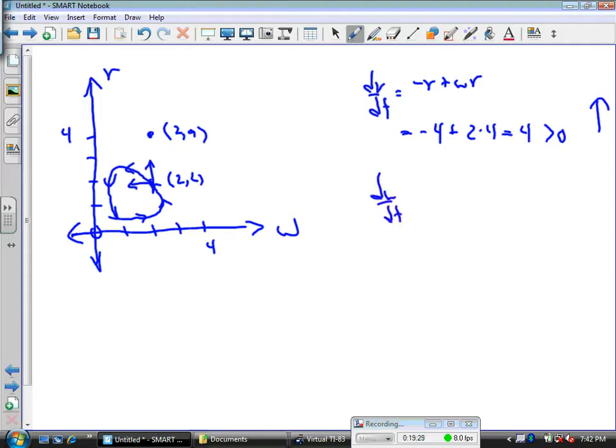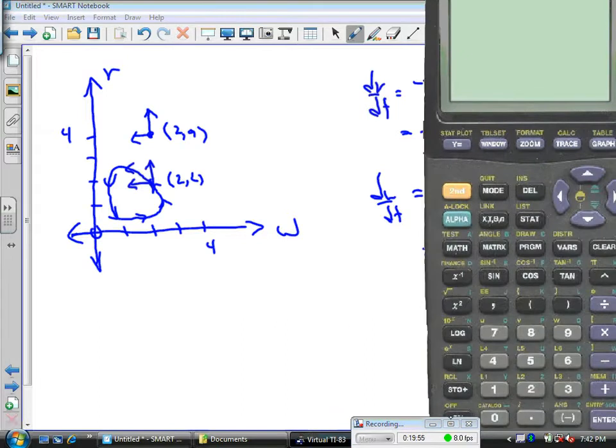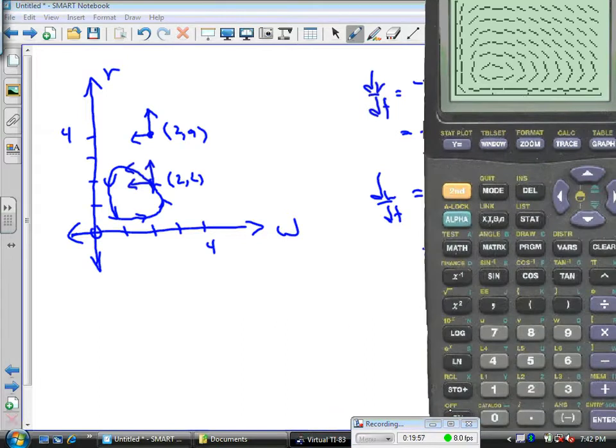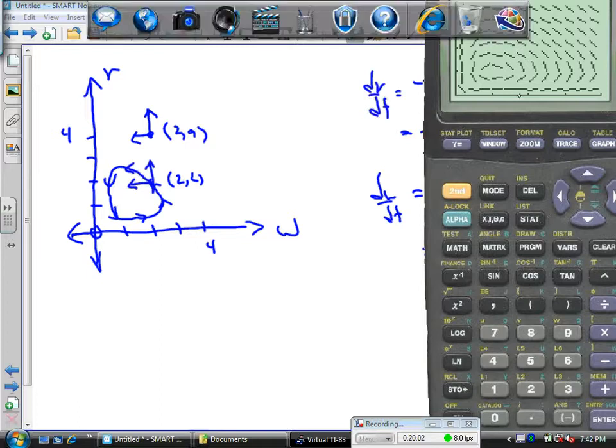What about dw dt? Well, dw dt was given. It's W minus WR. W is 2 and R is 4. 2 minus 2 times 4 is 2 minus 8 is negative 6. That's negative. So now we're going what? Left. So it's the same initial trajectory. Up, left. Okay. What does it look like though, on the graph? Here's 2,2. Here's 2,4. It's way off the screen. I don't see it.